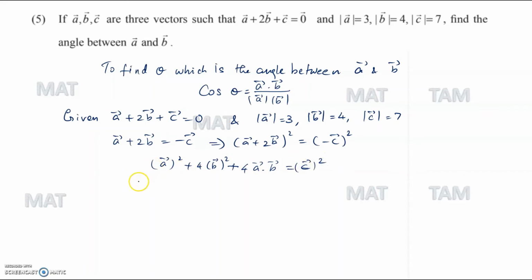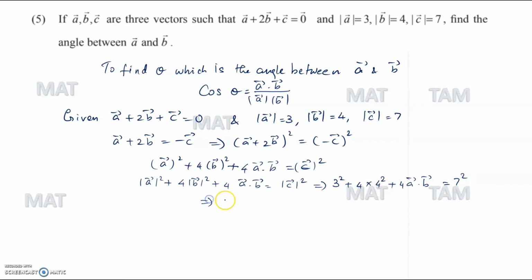Now we can rewrite this as magnitude of A squared plus 4 times magnitude of B squared plus 4 times vector A dot product with B is equal to magnitude of C squared. So further we can expand this or replace the values of the magnitudes. So this is 3 squared plus 4 times 4 squared plus 4A dot product with B is equal to 7 squared.